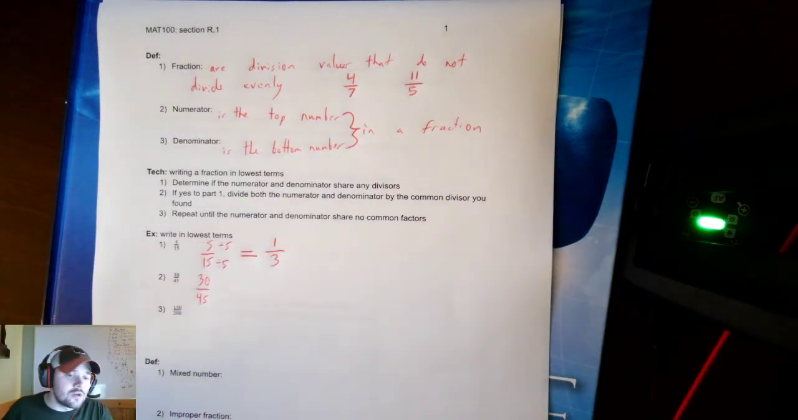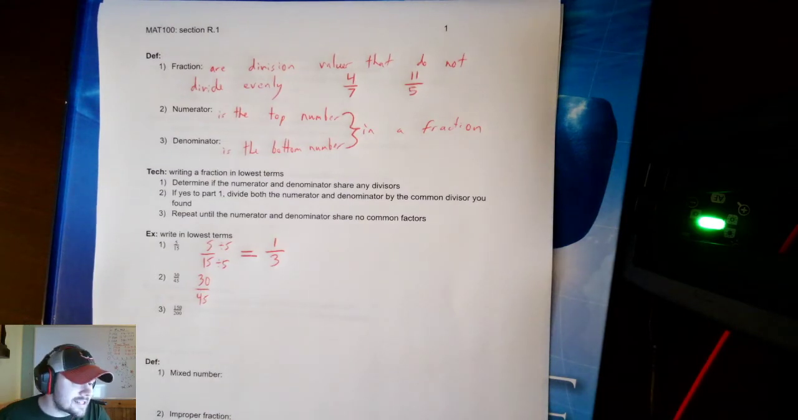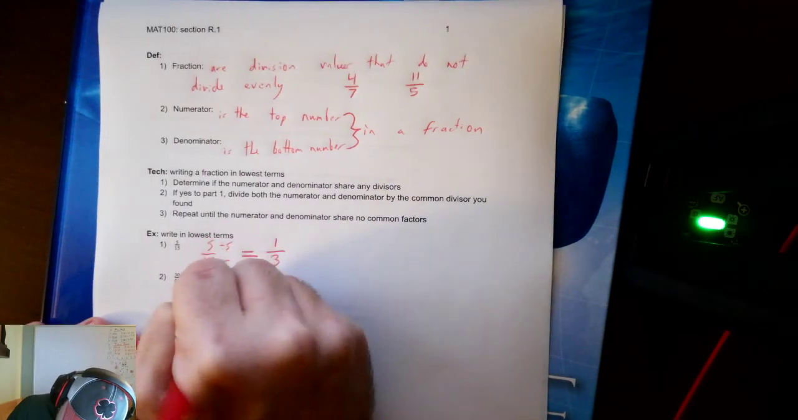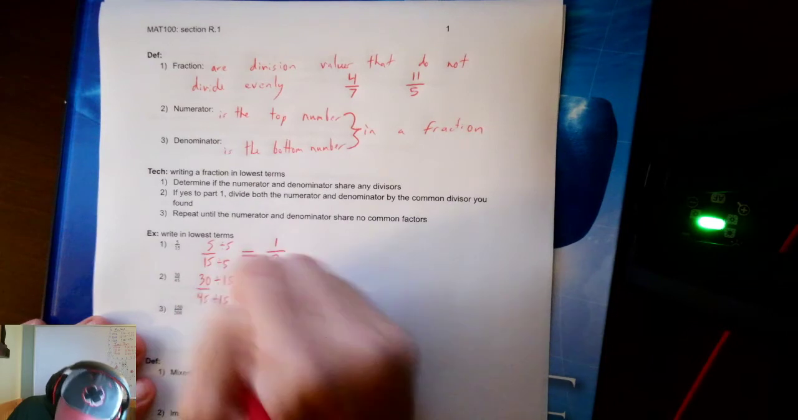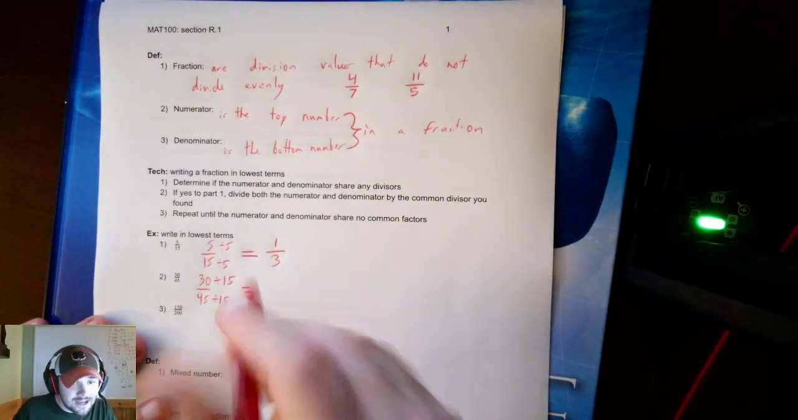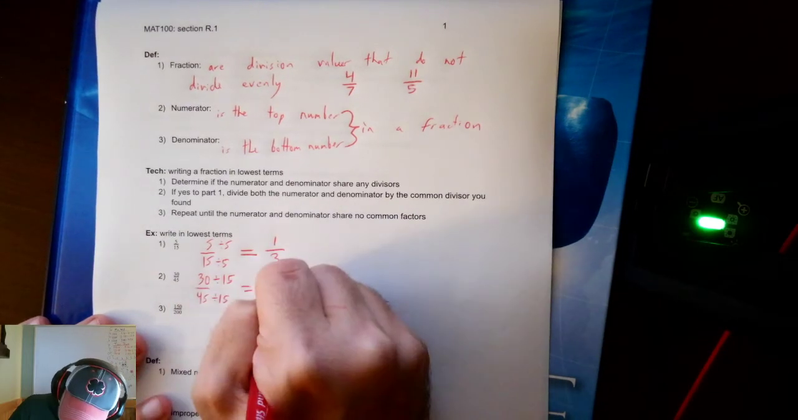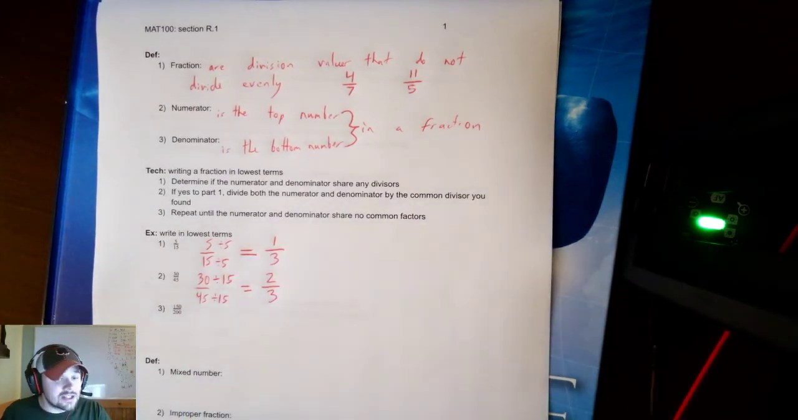How about the next one? 30/45. Do those share any divisors? Well, you might be tempted to say 5, and you'd be right, they do share a divisor of 5. But is there a bigger one? It'll save us time if we always divide by the biggest one. So let's take a look, and let's say you see 15 also divides 30 and 45. 15 winds up being the largest number that can divide both 30 and 45. 30 divided by 15 is 2. 45 divided by 15 is 3. So that reduces to 2/3.